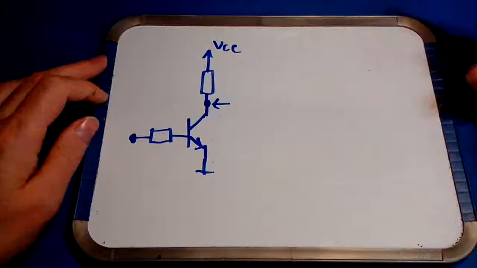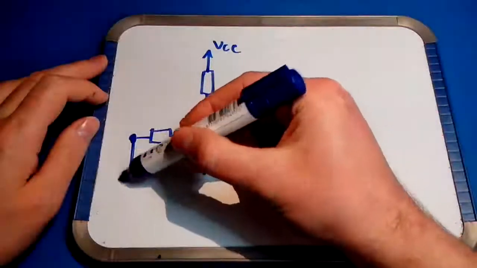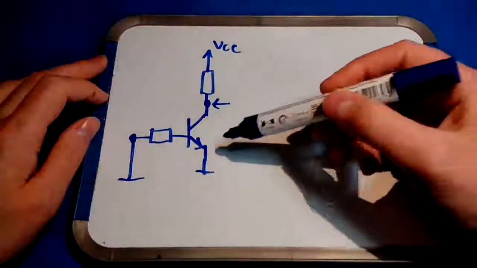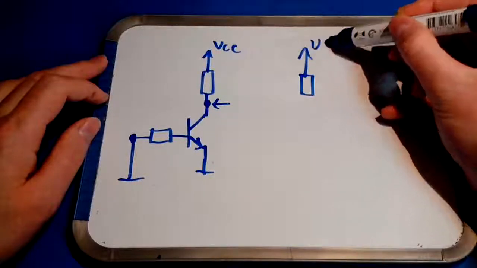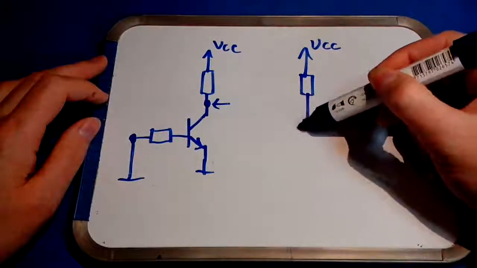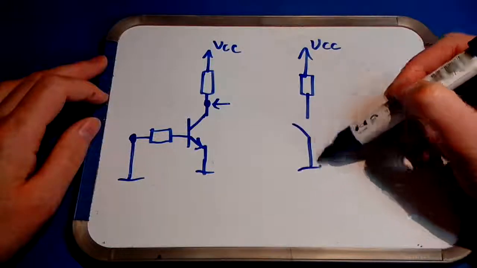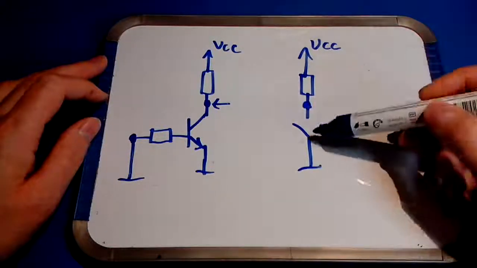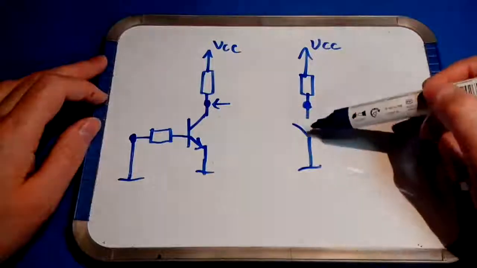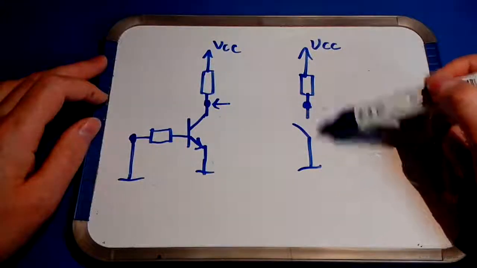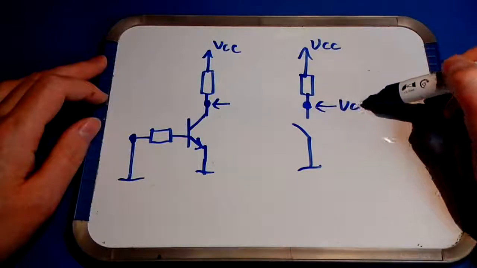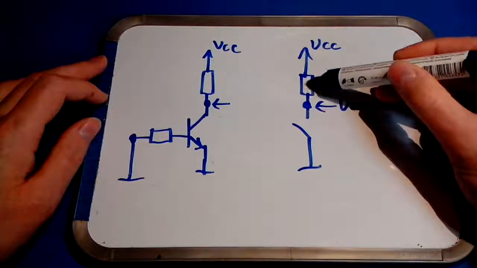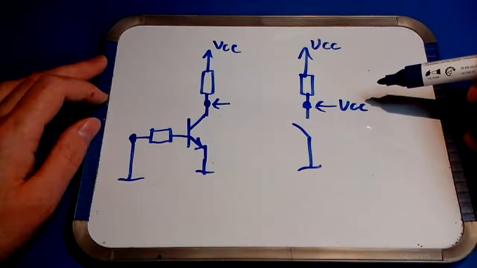Okay, first let's connect the input to ground. In this case the circuit behaves like this: the transistor behaves like an open switch, so no current can flow from top to bottom, and the voltage at this node is VCC because it's being pulled up by this resistor.